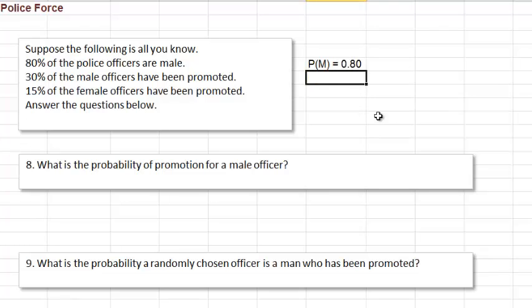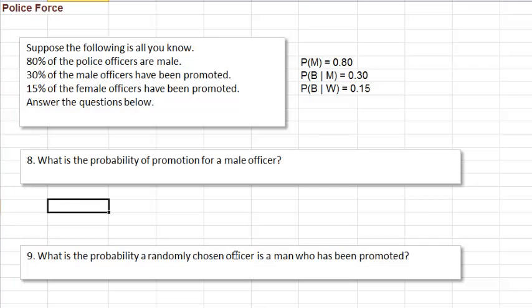Next, it says 30% of the male officers have been promoted. So here you have a conditional probability. If you're a male, the chance of promotion is 30%. So we are given a male police officer, and the probability of promotion given a male police officer is 30%. Now, what about the female officers? Given a female officer, the chance of promotion is 15%. So promotion given women is equal to 15%. Okay, now we're ready to answer the questions.